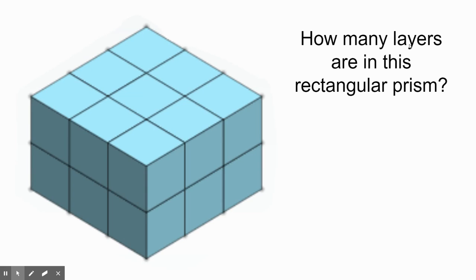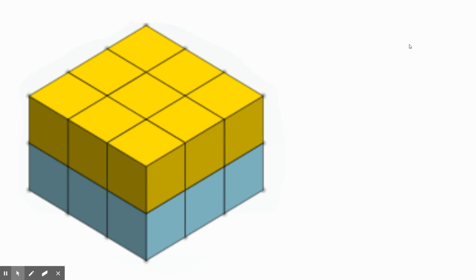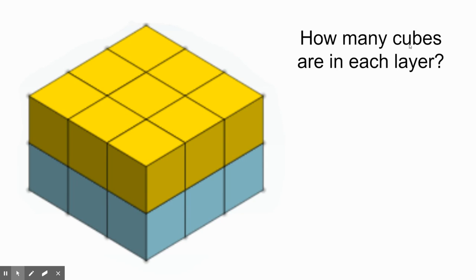How many layers are in this rectangular prism? That's right. Just like the last one, this one only has 2 layers. It only has a height of 2. And how many cubes are in each layer? That's right. If you count the cubes, if I just look at this top layer and I count them, I would get an answer of 9. Or you could have multiplied. You could have done 3 times 3. You could have multiplied the length and the width and gotten 9 cubes. So there's 9 cubes in a layer.